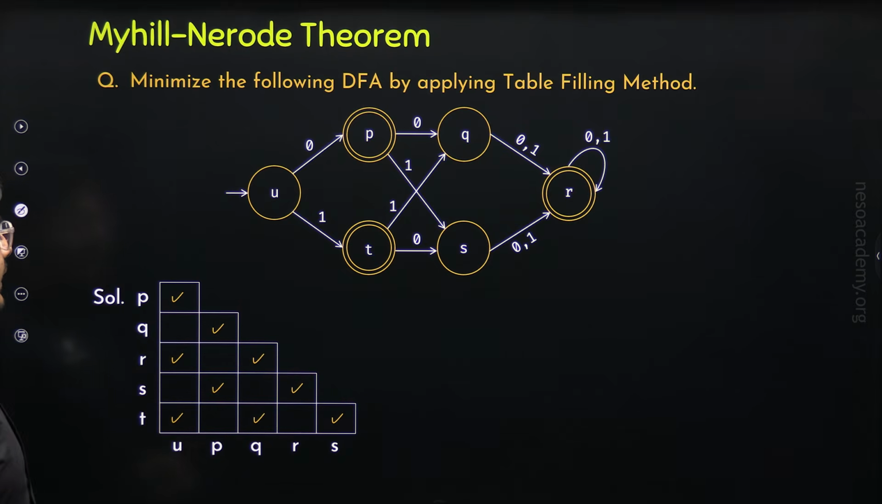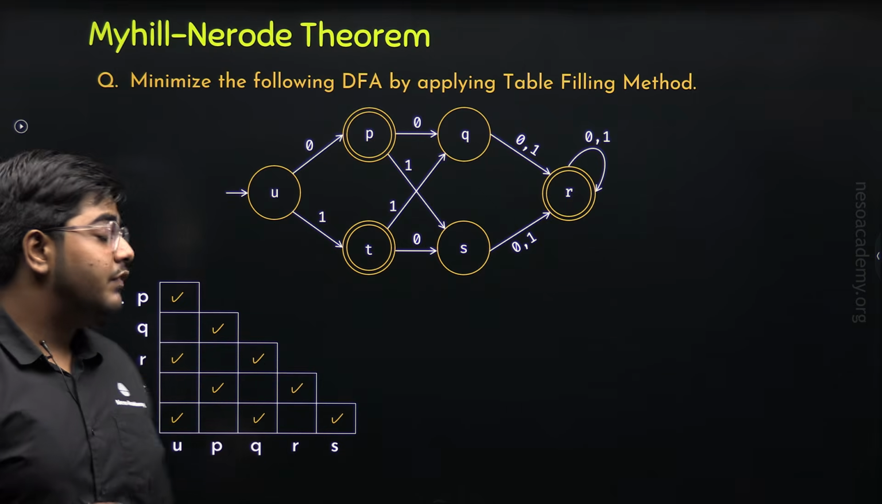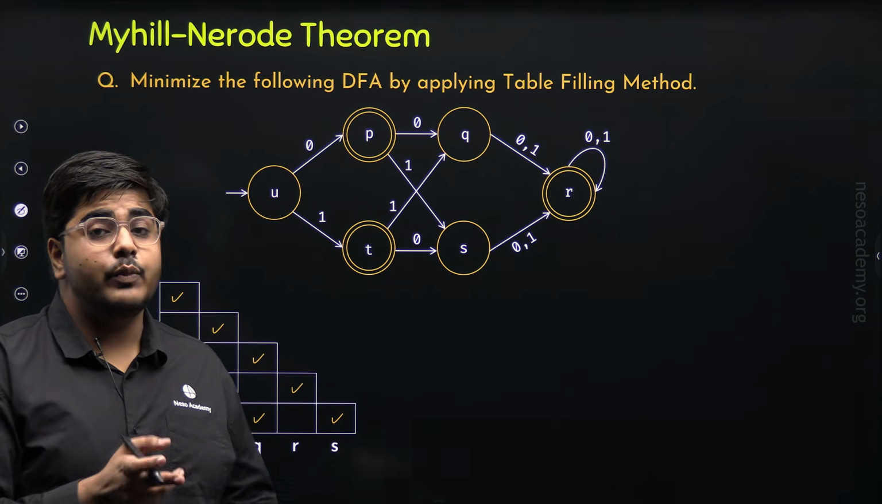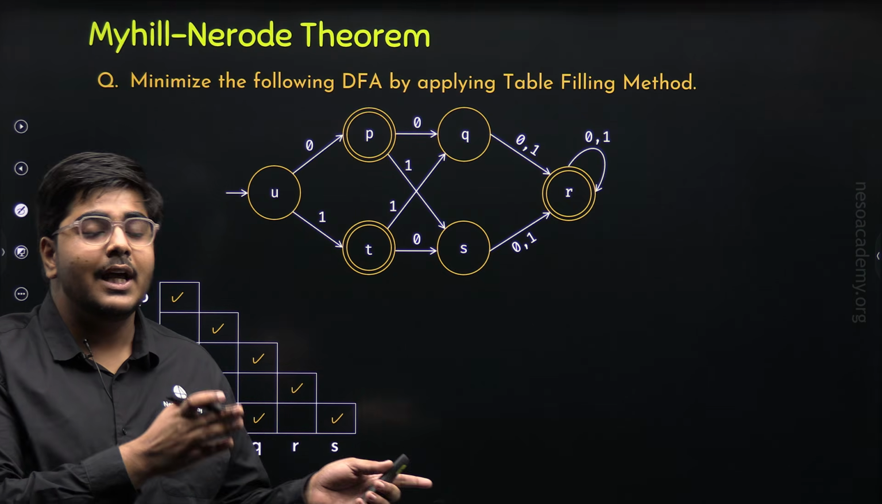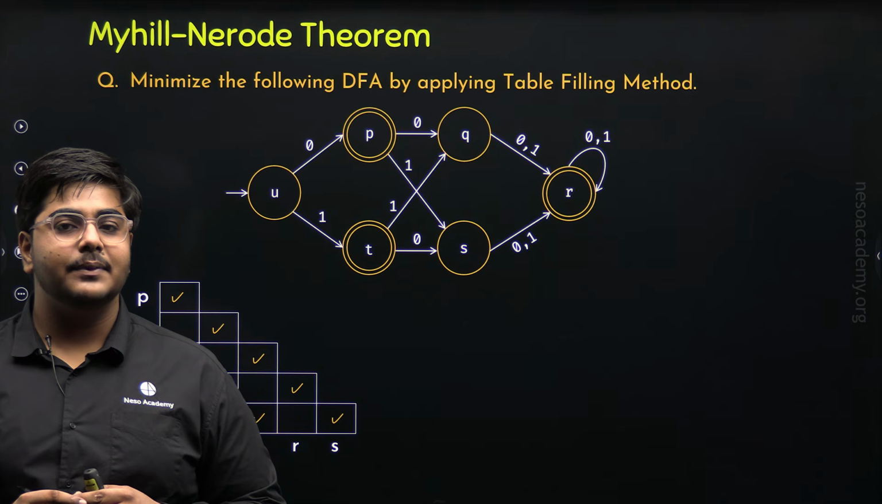So this is the table that we have received after performing this particular step. That is, we have marked all the cells representing the pairs of states in which one state is a final state and another state is a non-final state. Now, what is the next step?